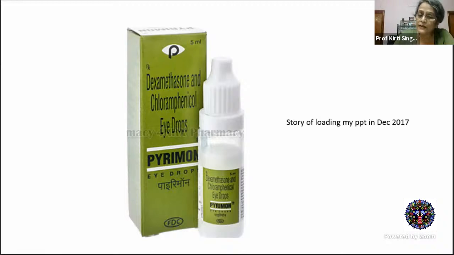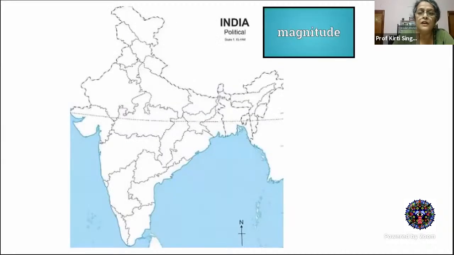There's no financial interest against Pyrimon. The people have made a good job of making it available. But because it is so easily available, so reasonably economical or cheap, it's so frequently used that it becomes abused. So talking about that, let's talk now about steroid-induced glaucoma. What is the actual magnitude?